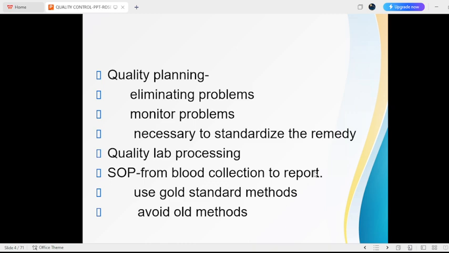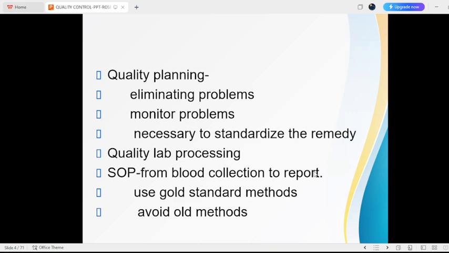Next, a little bit about quality planning. Why are we using quality planning? It's very clear. It's used to eliminate the problems, monitor the problems and take necessary steps to standardize the remedy for issues. And as we all know, there are many areas where errors can occur during laboratory procedures. It may be pre-analytical, analytical, or post-analytical. So we have to find out in which area the errors have occurred and how many types of errors there are. Then we have to point out which error it is and use the correct remedy to rectify that particular error.